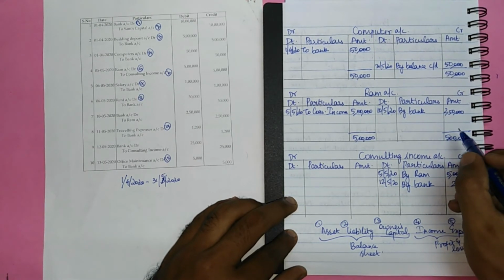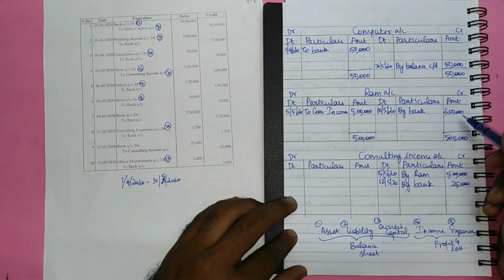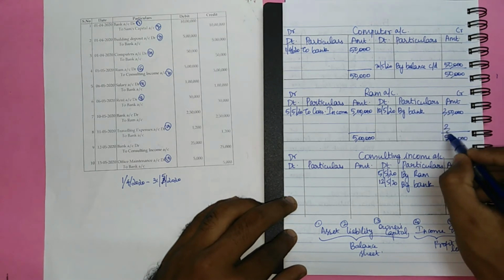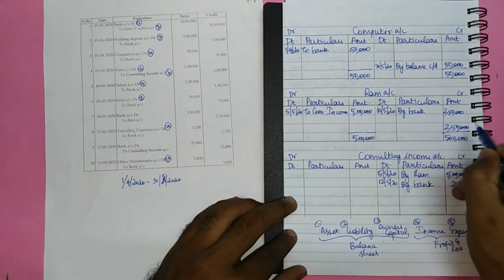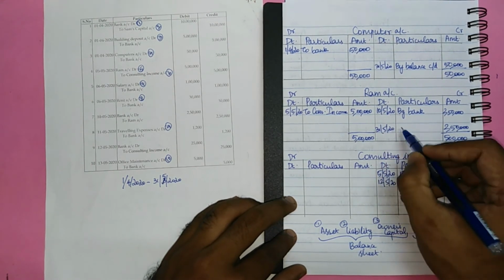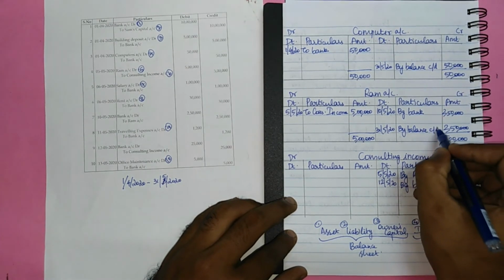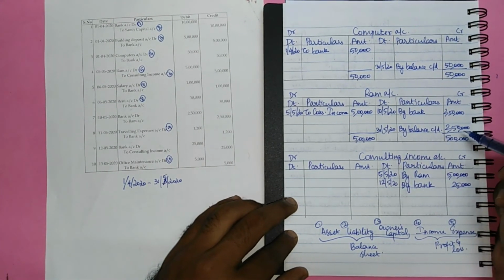The balancing figure will be arrived at the credit side, so subtract 2,50,000 from 5 lakh. It results in 2,50,000, so write it here. So this will be on 31st May 2020 by balance carried down, and this 2,50,000 is a debit balance.